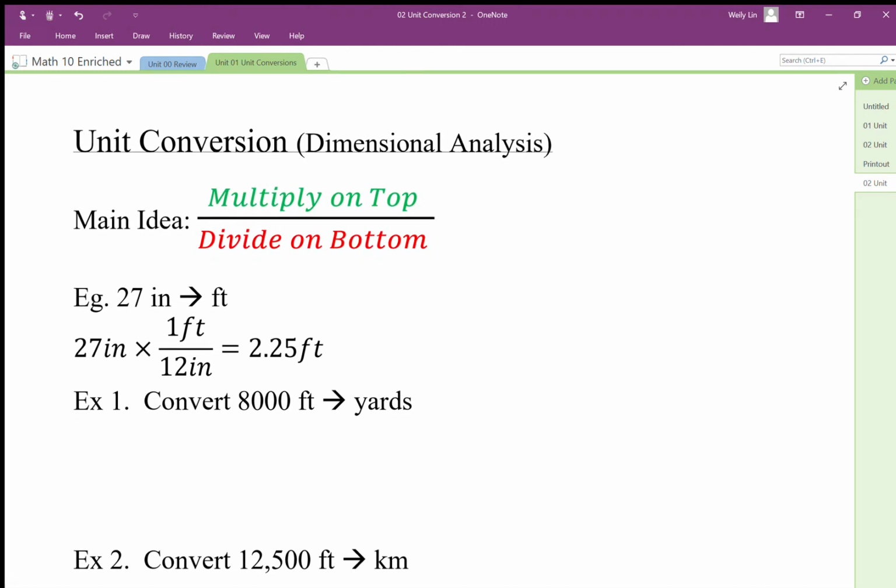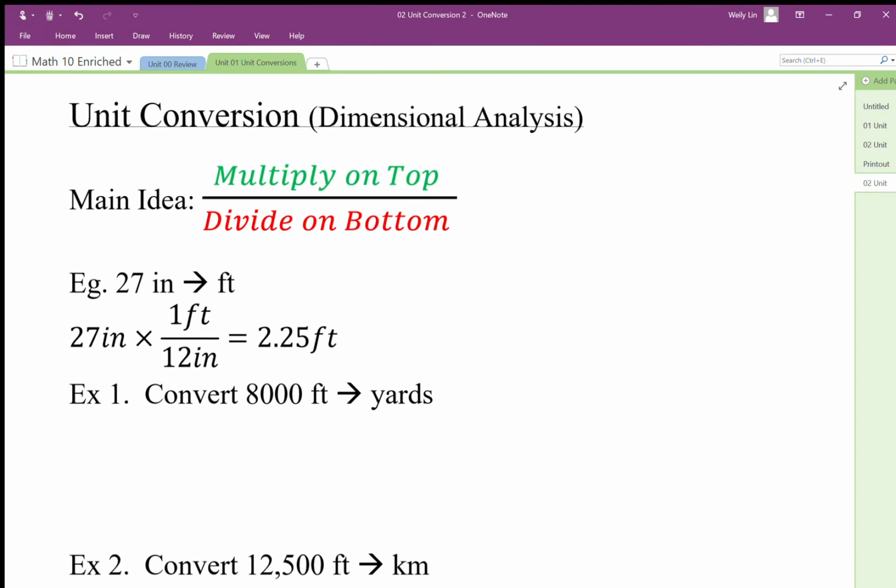So when we talk about unit conversion, we're talking about rate analysis, or we also call it dimensional analysis. And the key idea is that anything on top of a fraction is times, anything on the bottom is divide. So if we want to convert 27 inches to feet, what we want to use is this conversion factor of 1 foot to 12 inches.